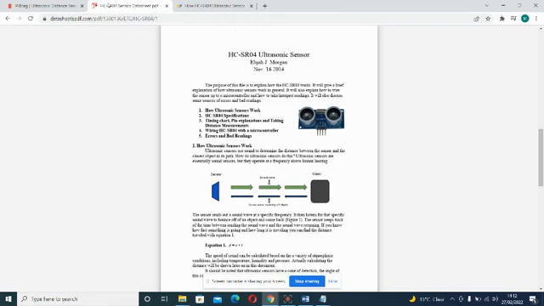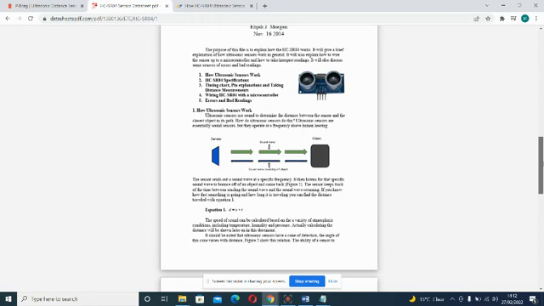This is the data sheet of HC-SR04. Its operating voltage is DC 5 volt. Its operating current is 15 milliamperes. Its frequency is about 40 kilohertz. The maximum range is 4 meter, and the minimum range is 2 centimeter. It determines the distance between the sensor and the closest object in its path.